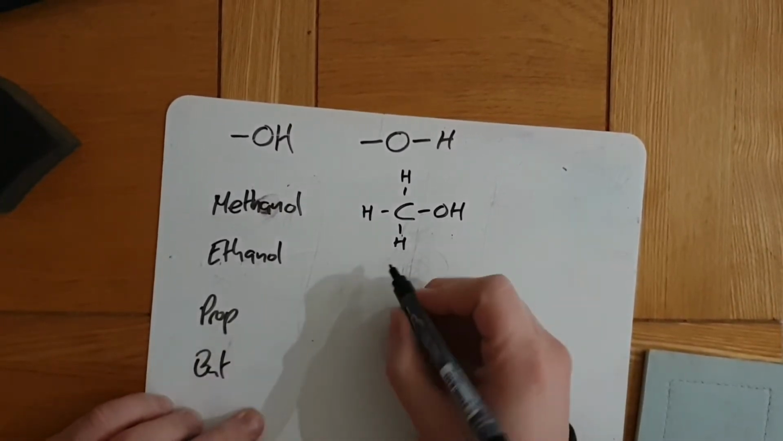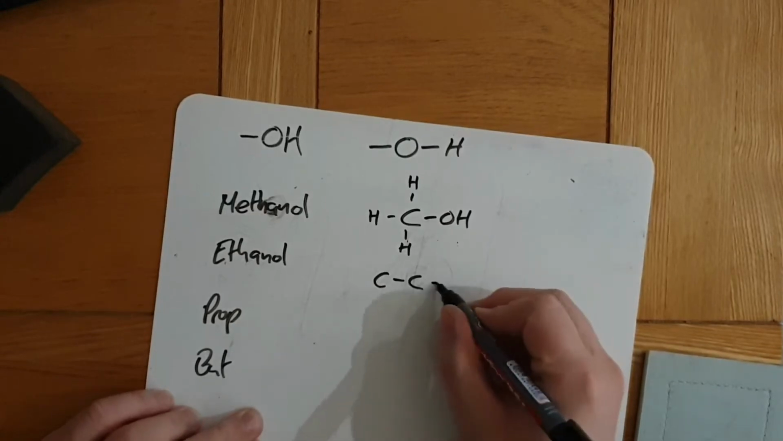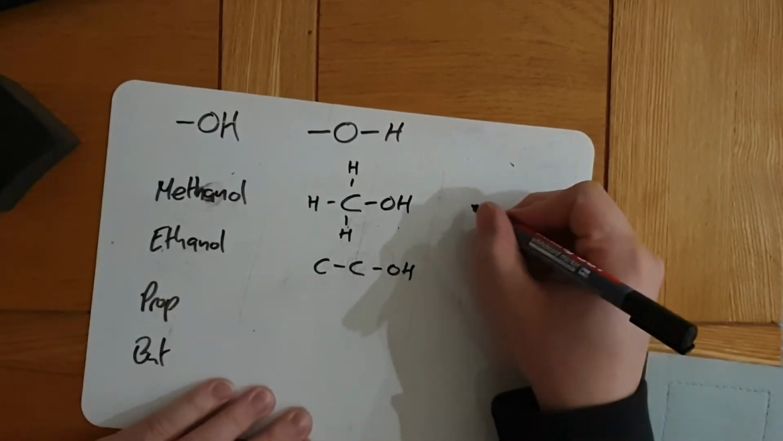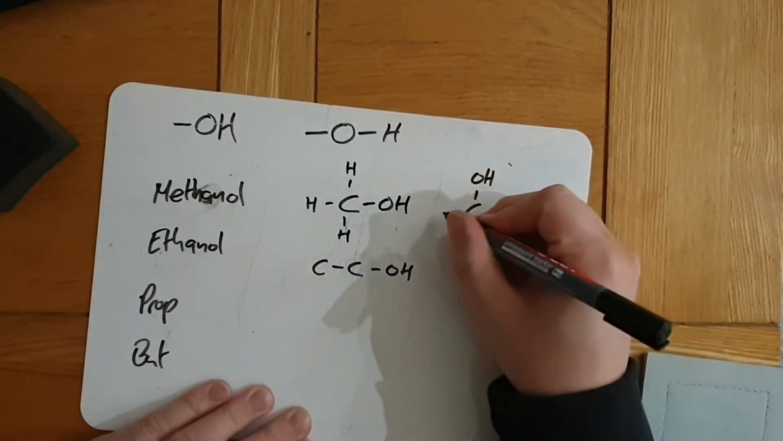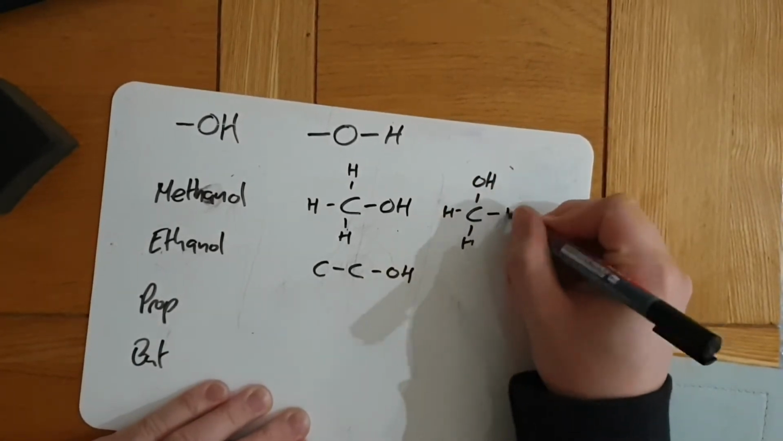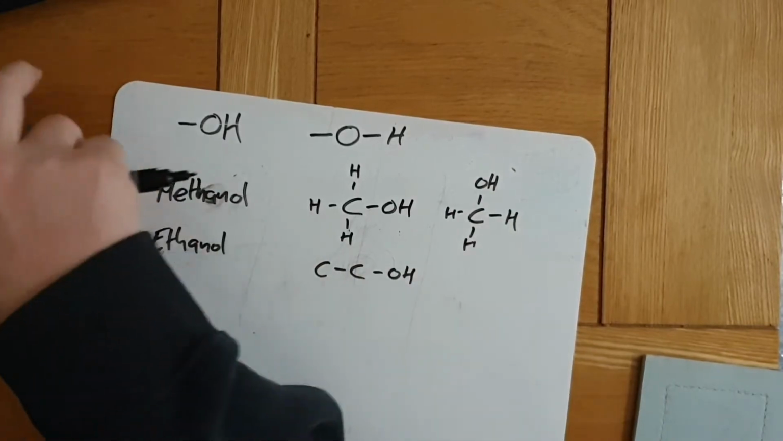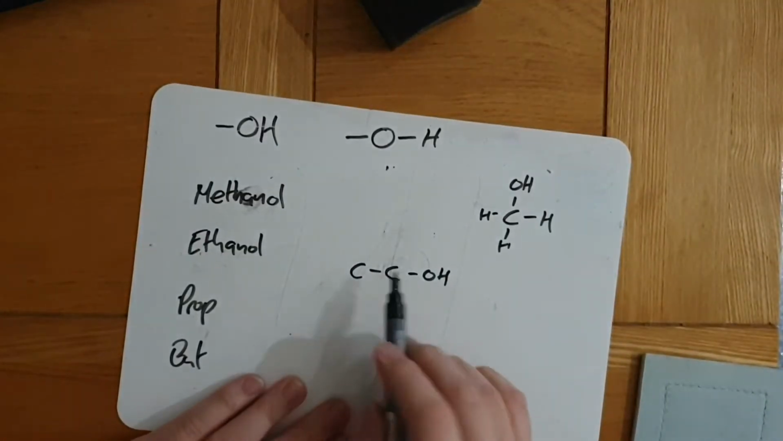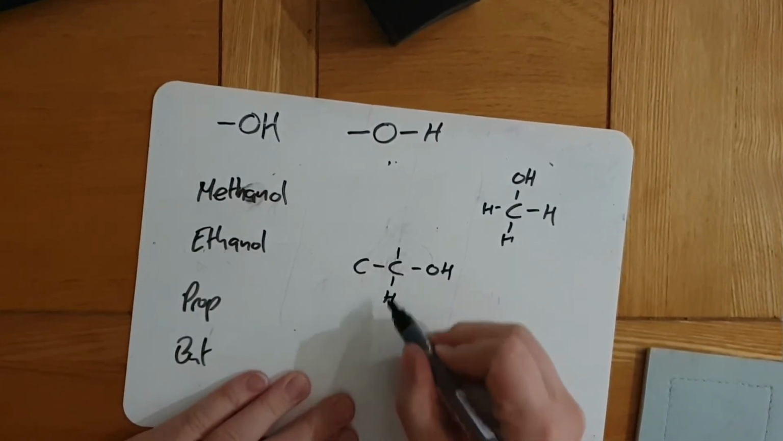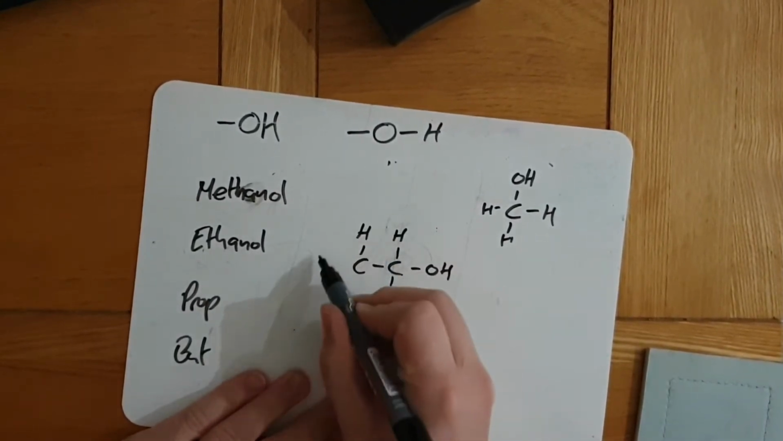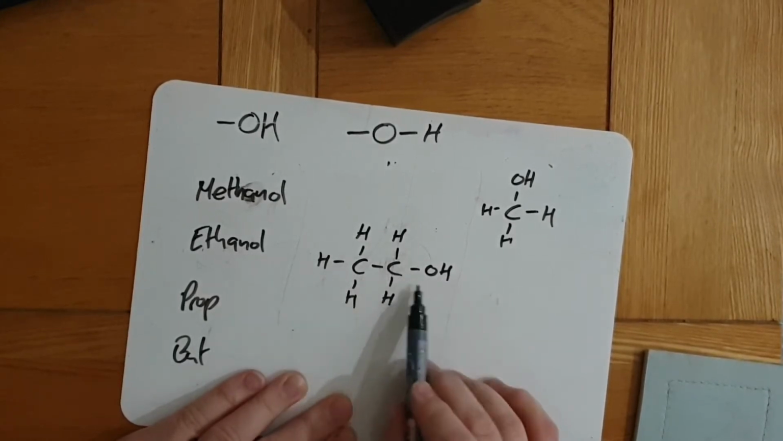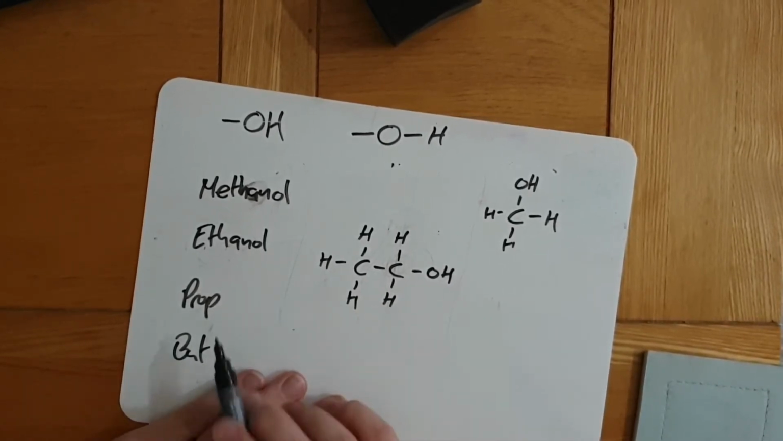So ethanol's got 2 carbons, 1, 2. We need to have the OH. It doesn't matter where you put the OH, by the way. For methanol, you could draw the OH up there, H, H, H. Those 2 are exactly the same. So ethanol, 2 carbons, then fill in the rest of the hydrogens. We've got 4 bonds on each carbon, and it's got the OH on it, so that's ethanol.